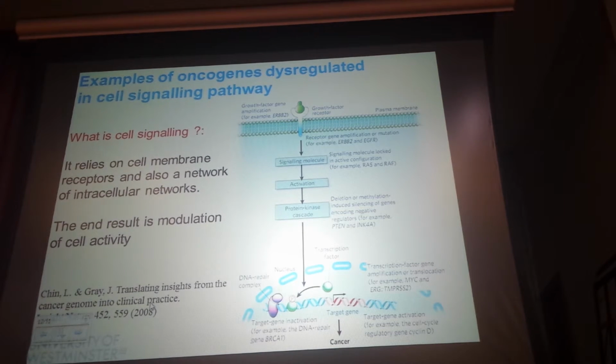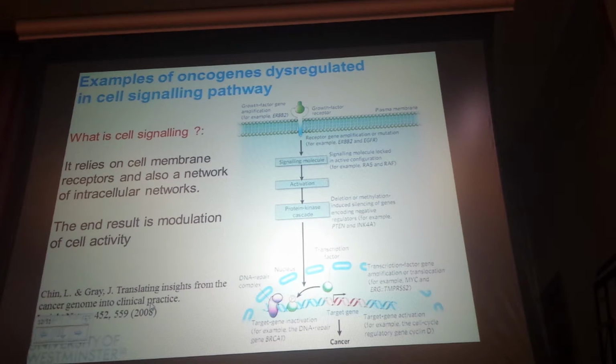To give you some examples of oncogenes, they are dysregulated genes altering cell signaling pathways. So what is cell signaling? It's basically a signal that comes from the outside of the cell, and it could be a growth factor that binds to a growth factor receptor. And there is a cascade of signaling molecules through the cell, which gives a signal to the nucleus for some genes to be turned on or turned off.